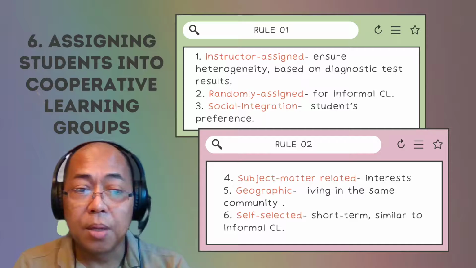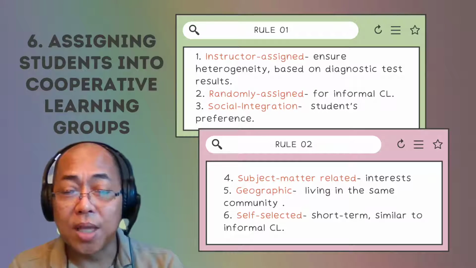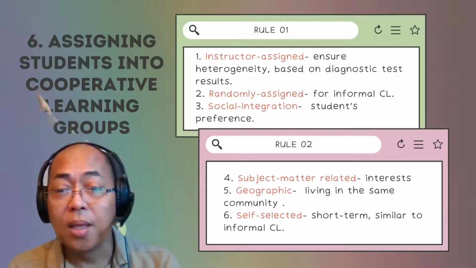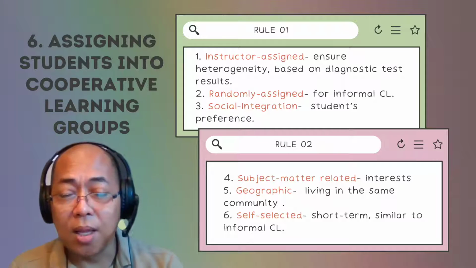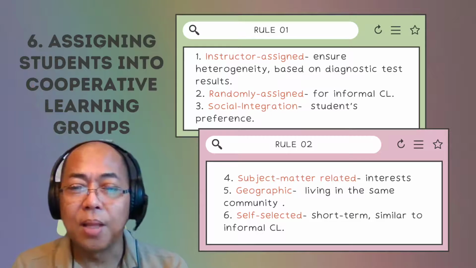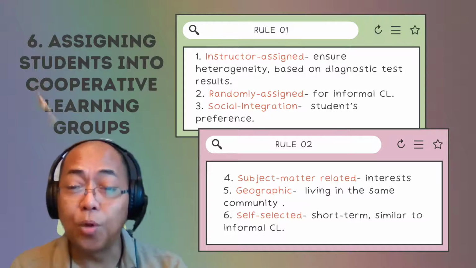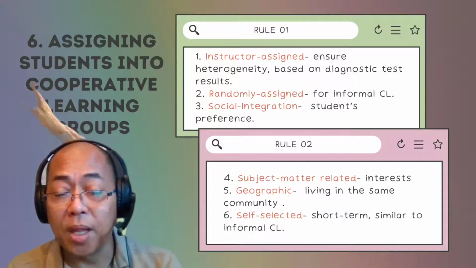And fourth is subject matter related groups or same interest groups. So you assign students according to their interest. If they have similar interests, it's going to be easy for them to work. For example, if they like to play basketball together, then maybe you can group them according to their sports interest.